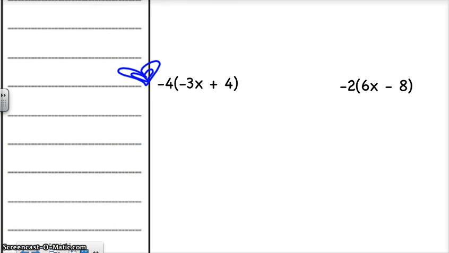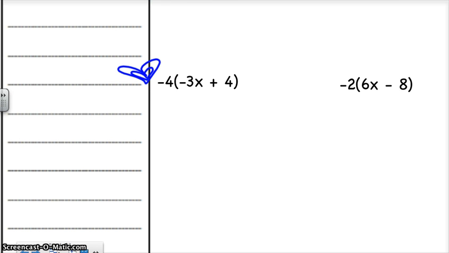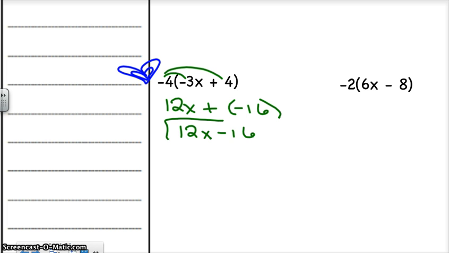Okay, negative 4 times negative 3x plus 4. I'm distributing this negative 4 to the terms inside. Terms means parts. Negative 4 times negative 3 is a positive 12x. Plus, negative 4 times 4 is a negative 16. I do not leave it that way because I have two signs in the middle. It is not fully simplified. Turns into 12x minus 16.